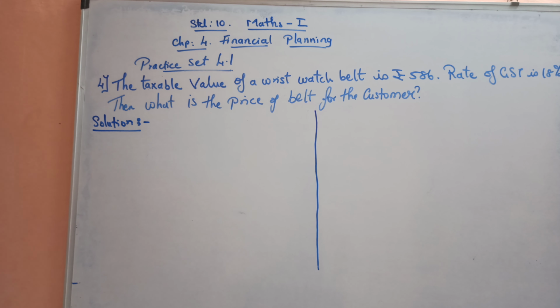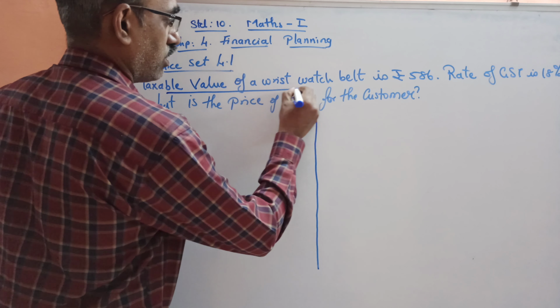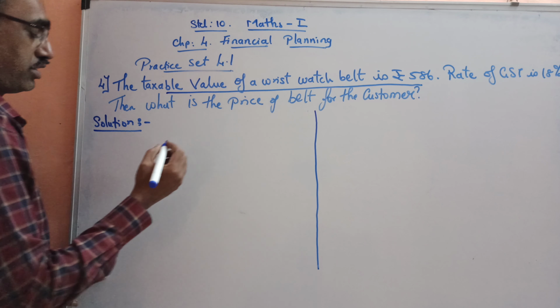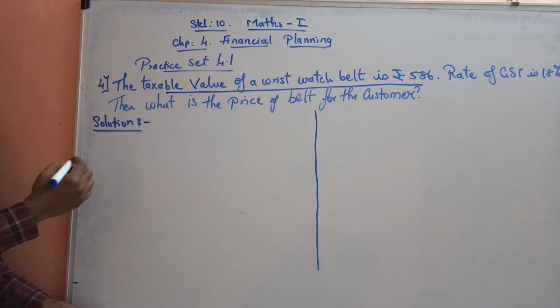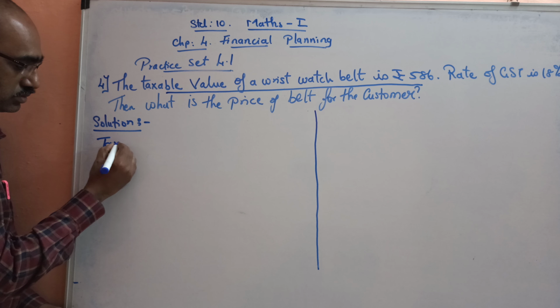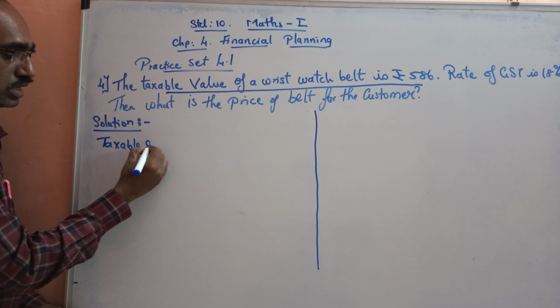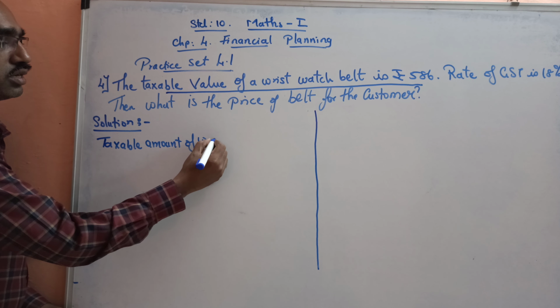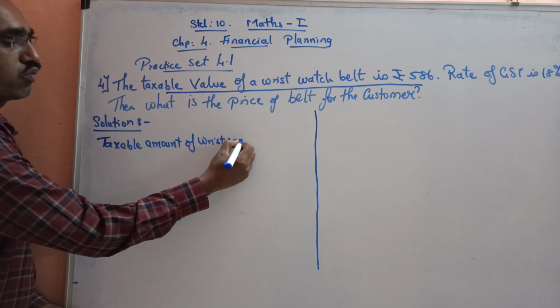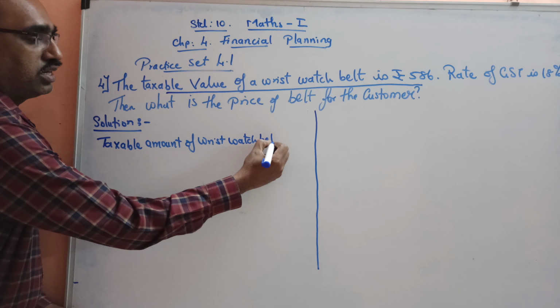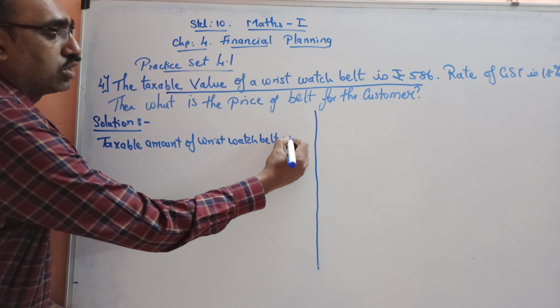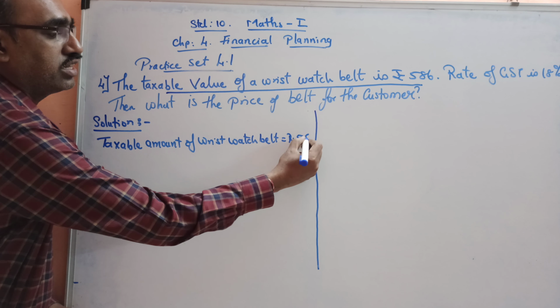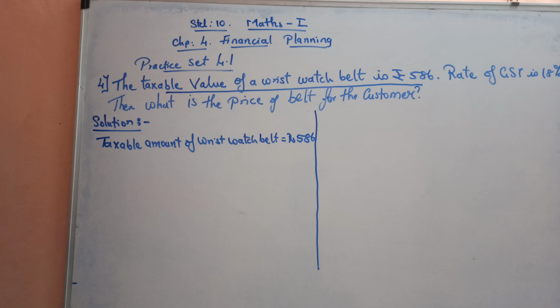Okay, so over here what you have to do? Total taxable amount of the wristwatch. Taxable value of the wristwatch belt is 500. So we'll write in a shortcut way. Taxable amount of wristwatch belt is equals to how much? Rupees 586. This is the taxable amount.